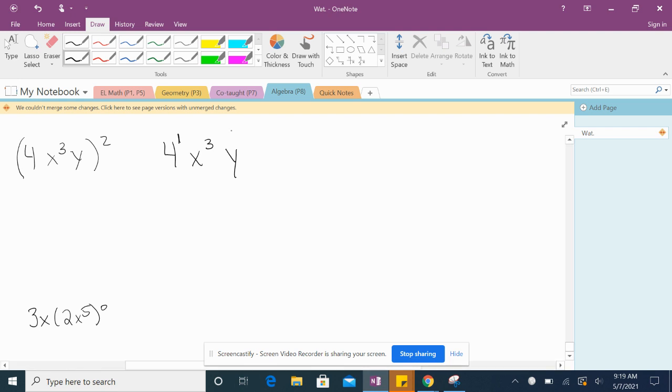And now I'm going to put my exponents of 1 where they don't exist.